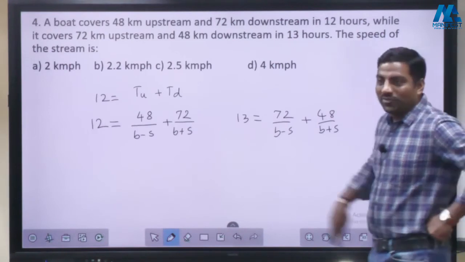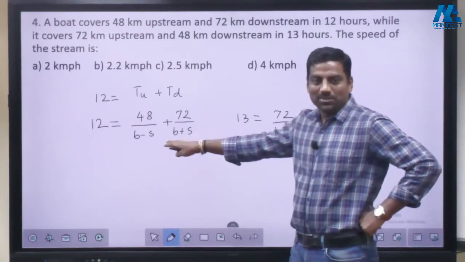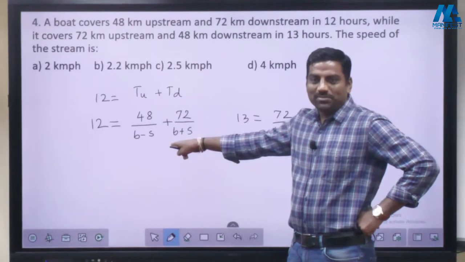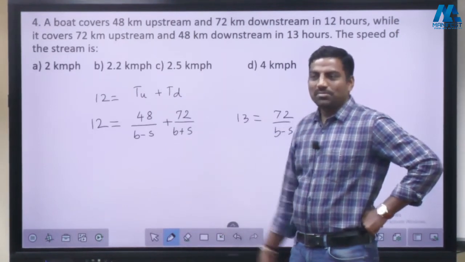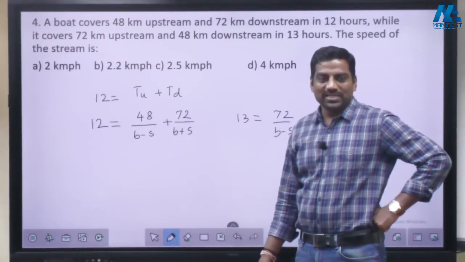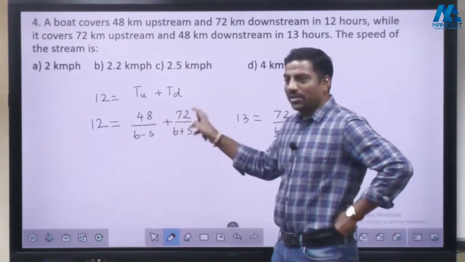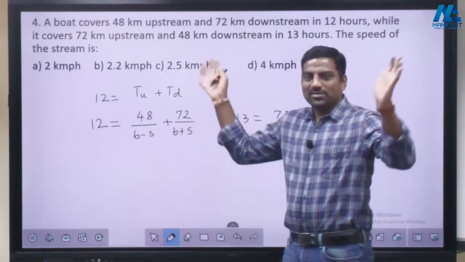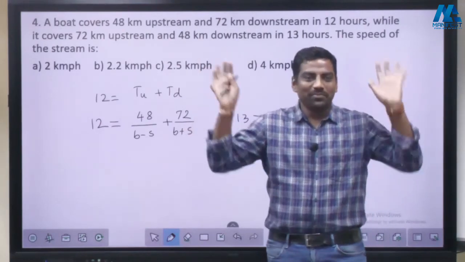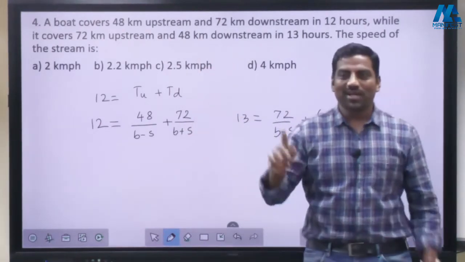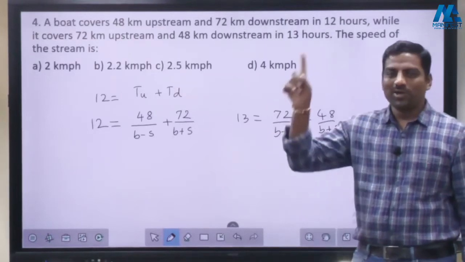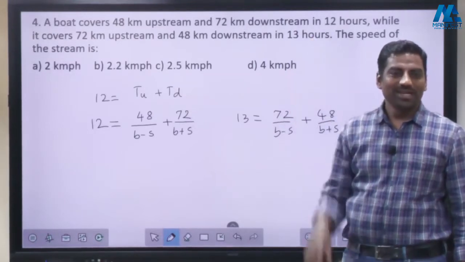See, in the first scene only, you will get disturbed. What is the LCM? B minus S and B plus S. LCM is B square minus S square. Then you will cross multiply. Then this big mountain will come. Then you will call Krishna. Please hold this mountain. Yes?